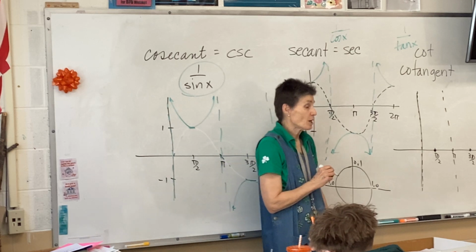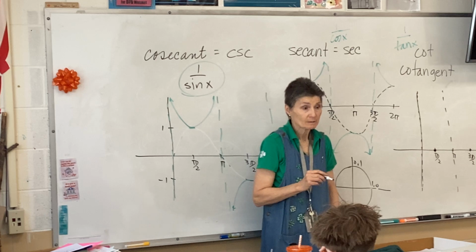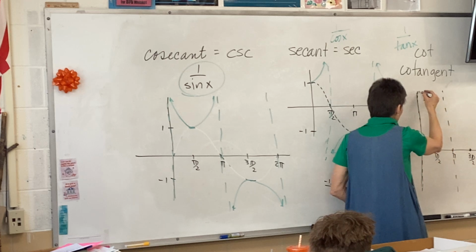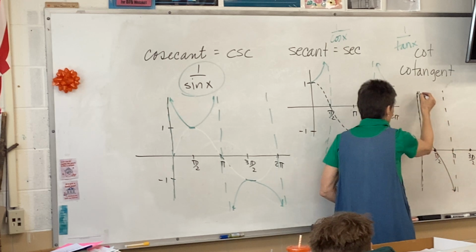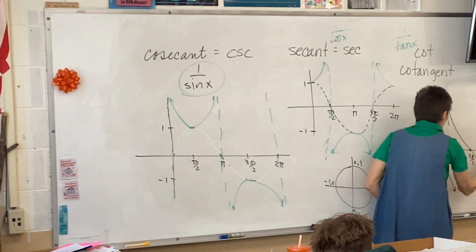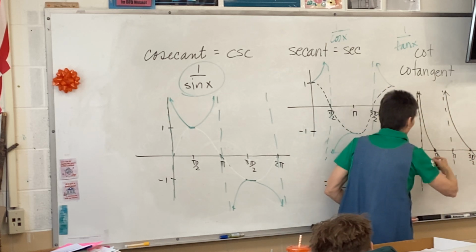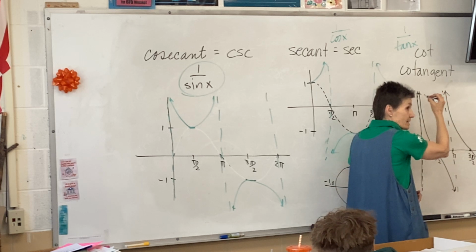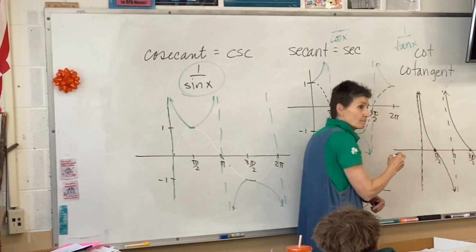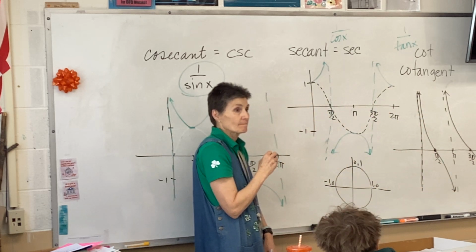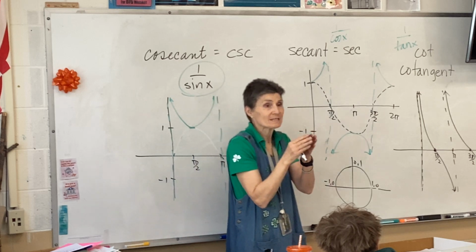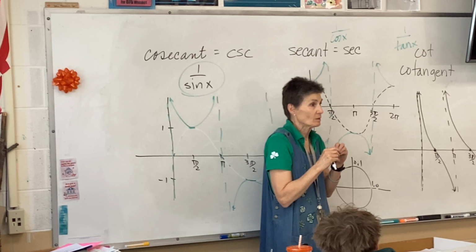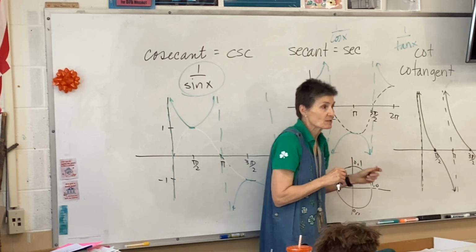Now, do you remember the shape of the tangent? The shape of the tangent was like this, right? The cotangent is like this. So in other words, while the tangent is always increasing, its reciprocal is always decreasing. Think about it. As numbers get bigger, like let's use whole numbers, 1, 2, 3, 4, what happens to their reciprocals? They get smaller. Yeah, that's what's happening.